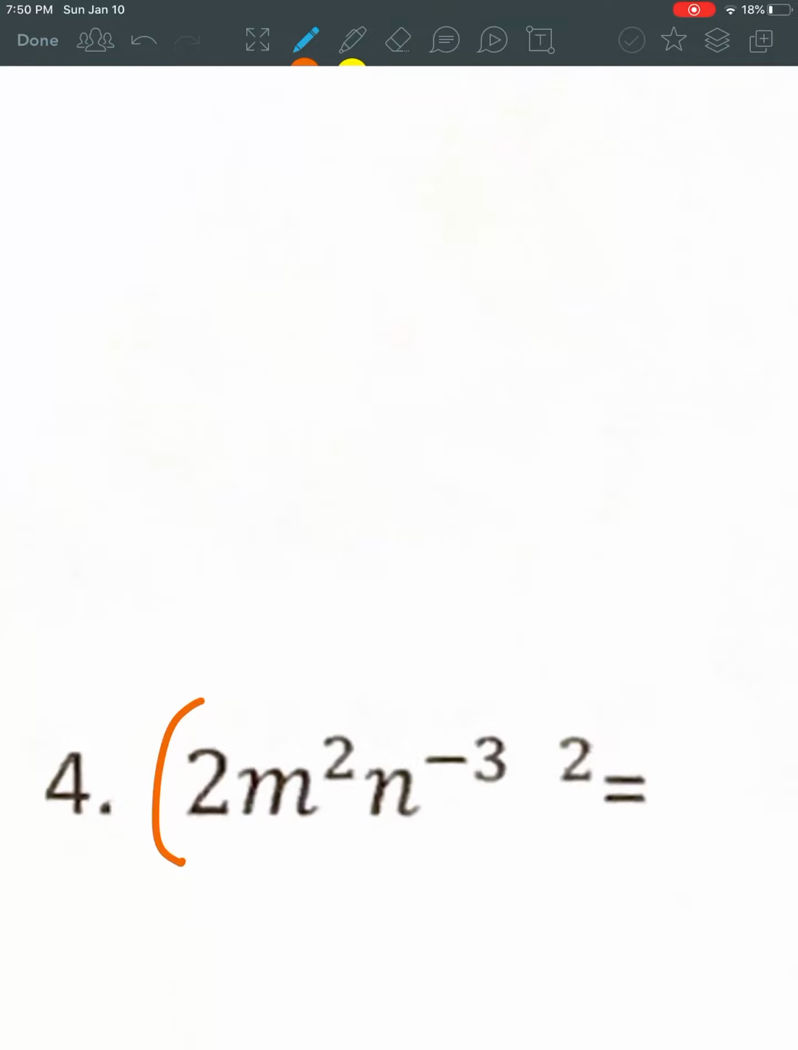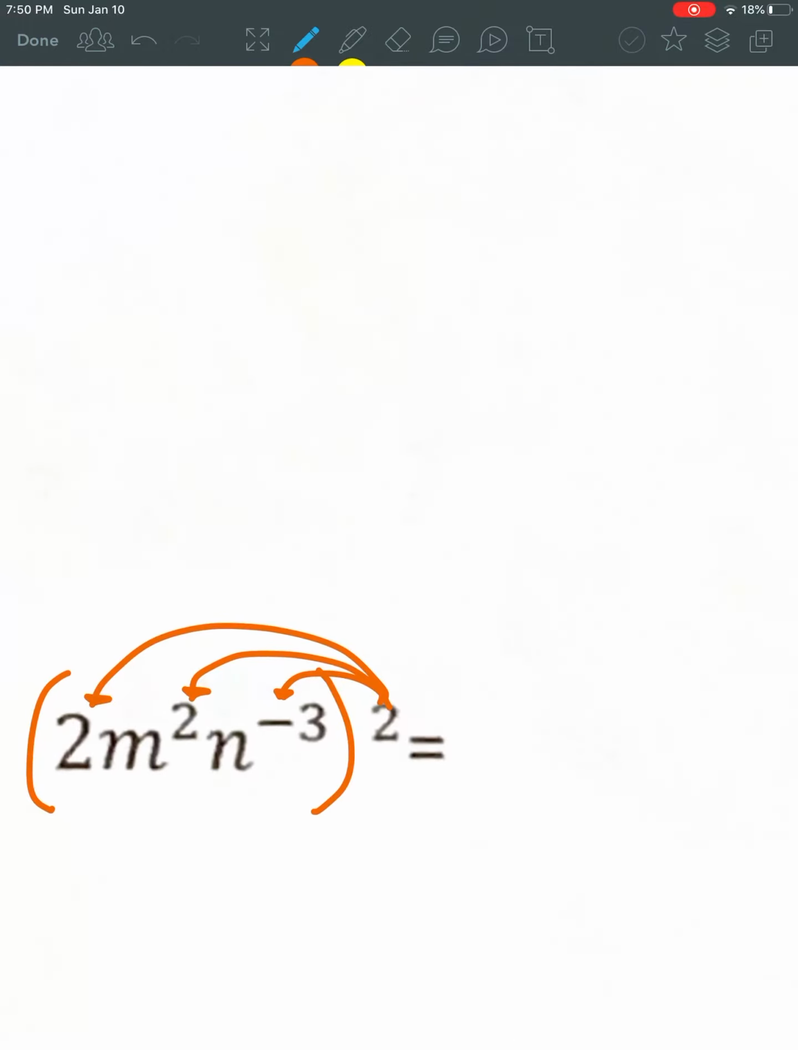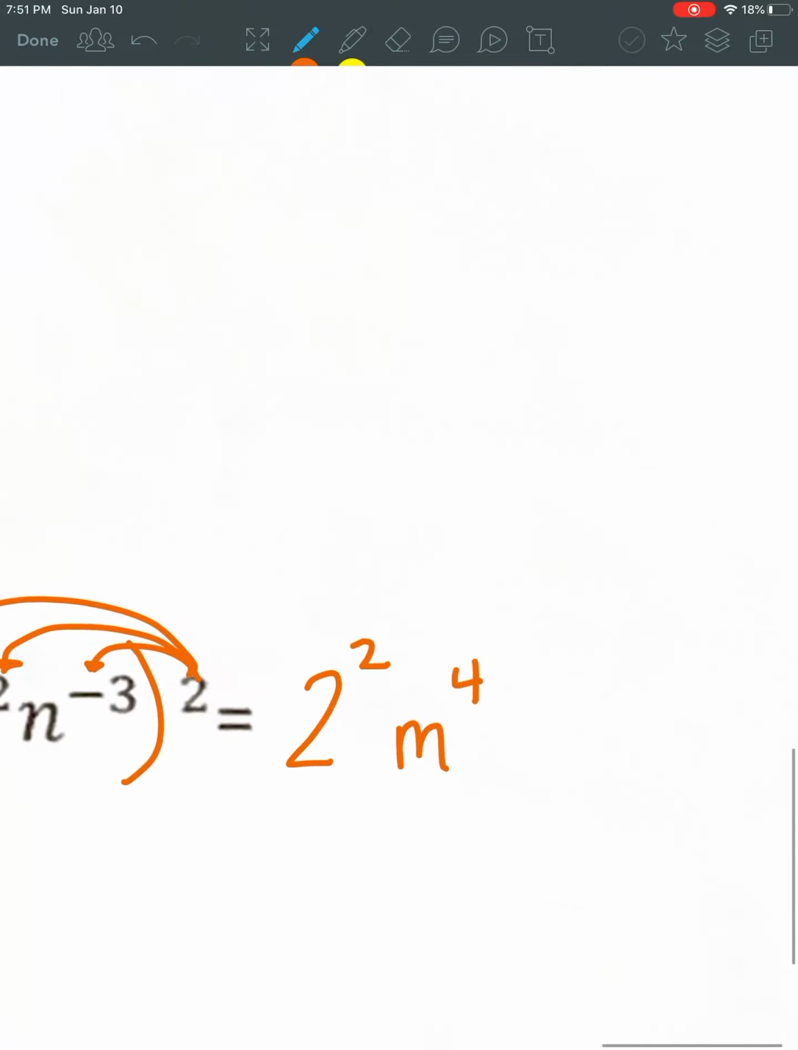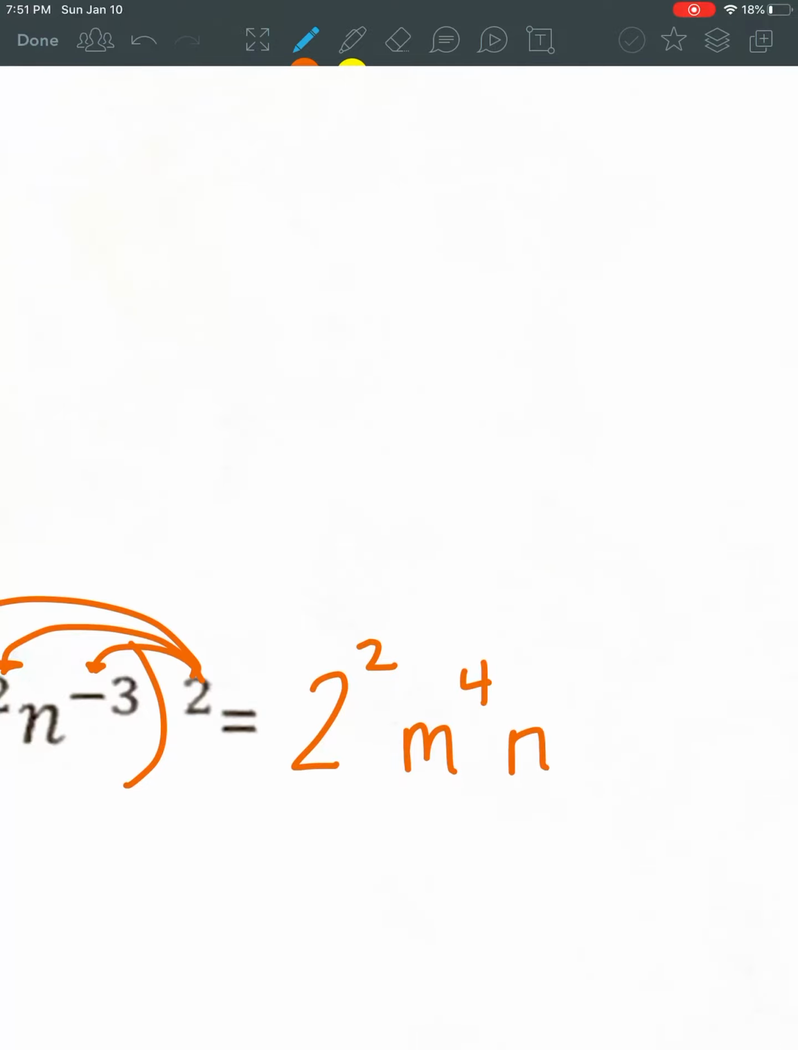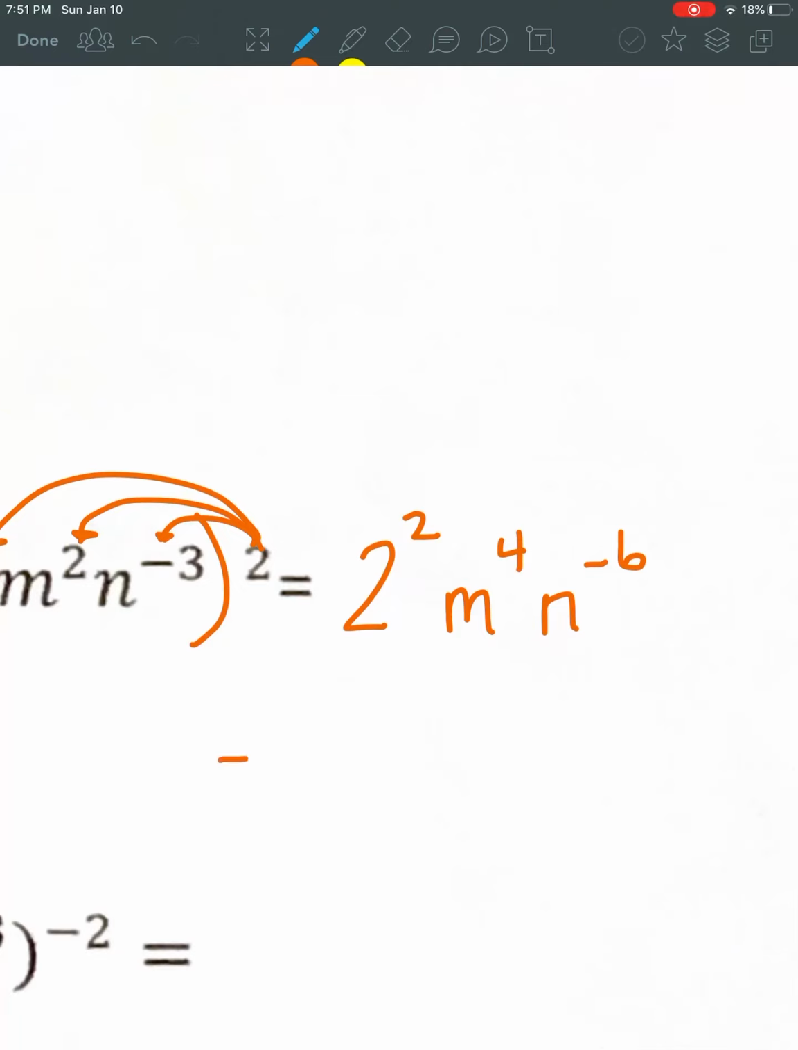4. Ooh, again, we're missing parentheses on 4. So it should look like this. So the power of 2 goes to the 2, it goes to the m, and it goes to the n. Now they're in alphabetical order. So we get 2 squared. The m squared will change to m to the 4th because we multiply. And then the n to the negative 3rd will become n to the negative 6th because we're multiplying again.